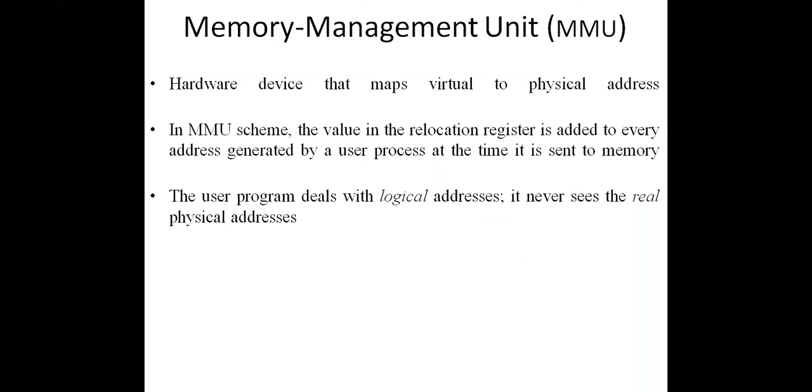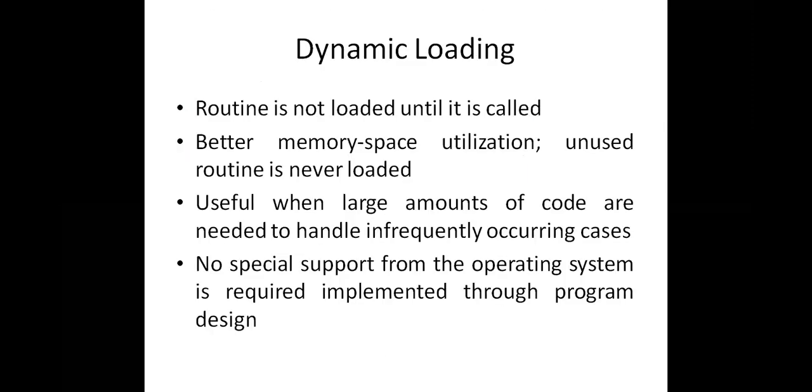Okay. The user program deals with the logical addresses. It never sees the real physical address. I already told you multiple times, the user program does not know about the physical address. It always deals with the logical addresses. What is a logical address? The CPU generated address is called a logical address. What is a physical address? Actually, where the process is available in the main memory, that actual address is called the physical address.